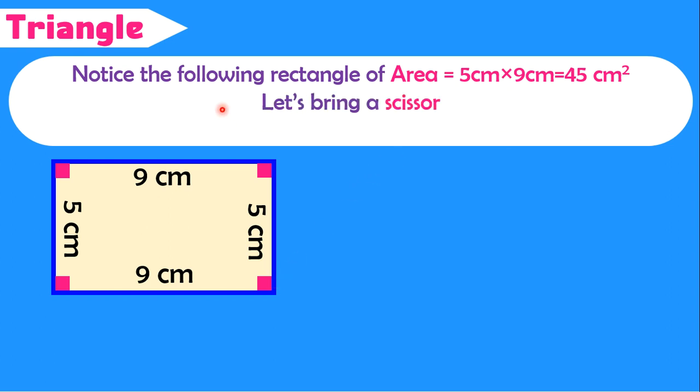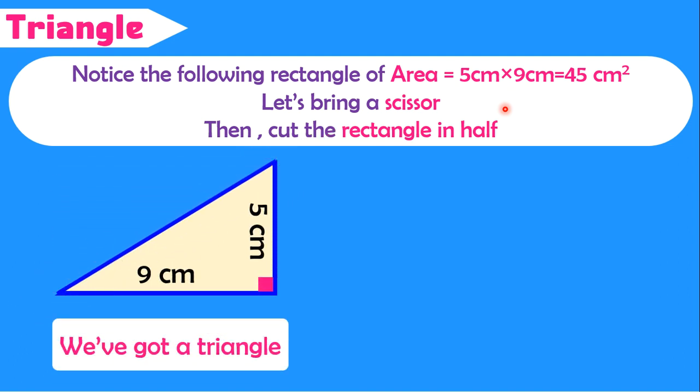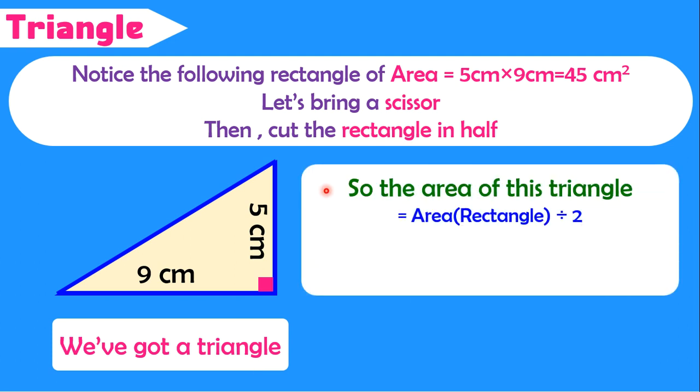Let's bring a scissor. Then cut the rectangle in half. We've got a triangle. So the area of this triangle equals the area of a rectangle divided by 2. So the area of the rectangle is 45 centimeters squared. Divided by 2, this will equal 22.5 centimeters squared.